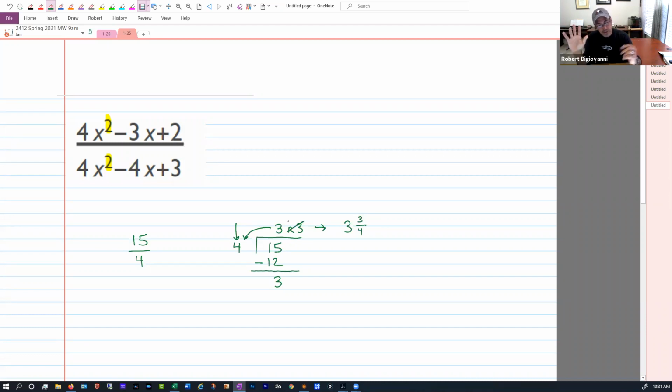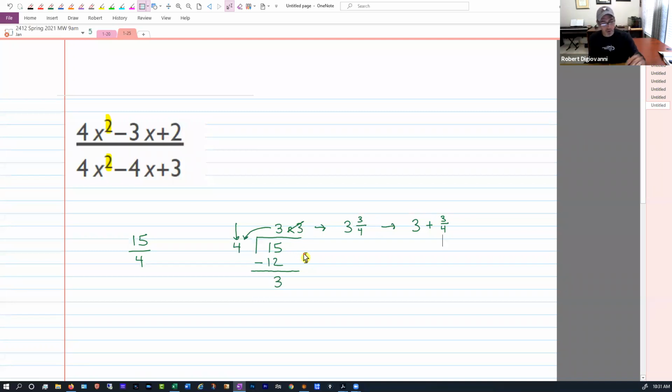And then this you didn't stress as much in grade school, but what does 3 3/4 really mean? It means 3 plus 3/4. That's what that means. When you write 3 3/4, you're saying 3 and then add 3/4 to it. Okay, so that's just a real quick reminder of the way long division works.